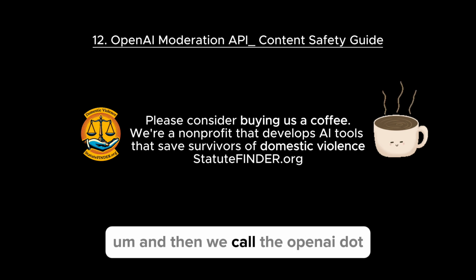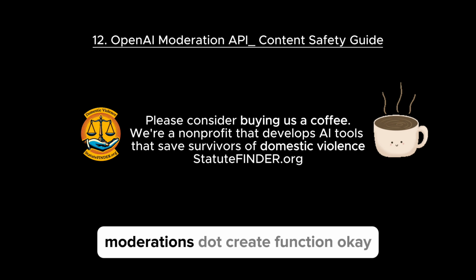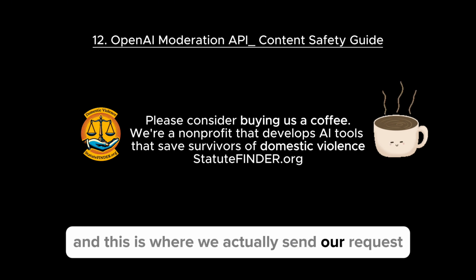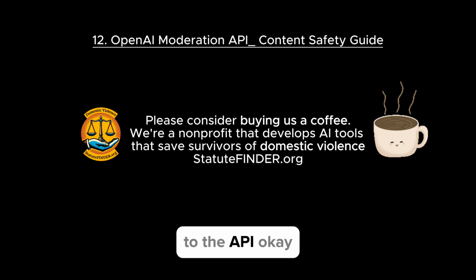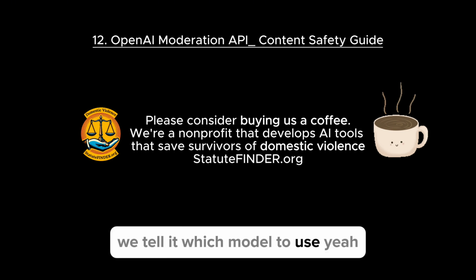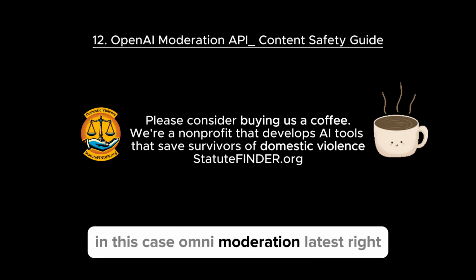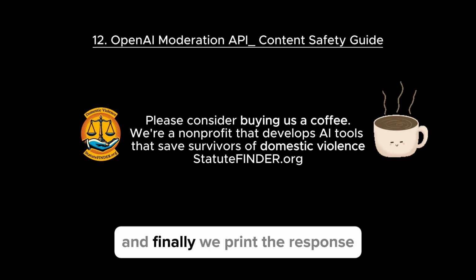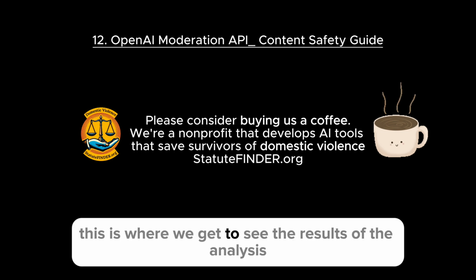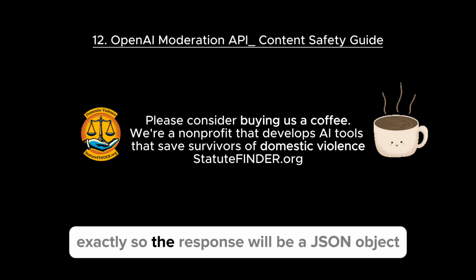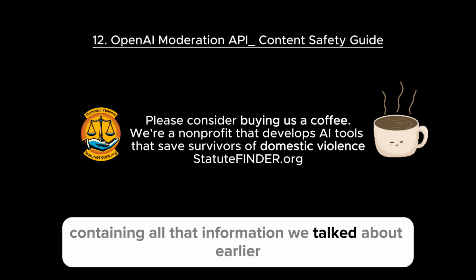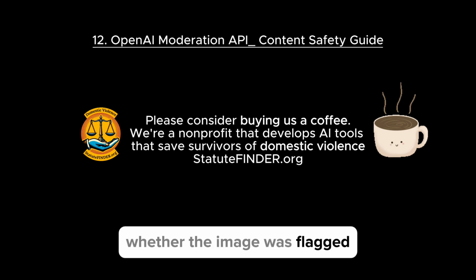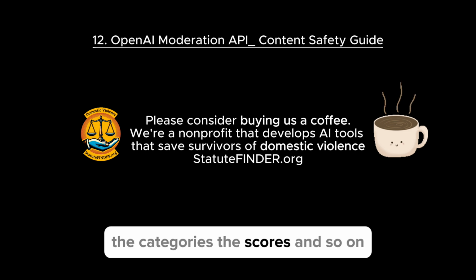And then we call the OpenAI.moderations.create function. And this is where we actually send our request to the API. We tell it which model to use, in this case, omni-moderation-latest, and provide the image data as input. And finally, we print the response. This is where we get to see the results of the analysis. So the response will be a JSON object containing all that information we talked about earlier, whether the image was flagged, the categories, the scores, and so on.